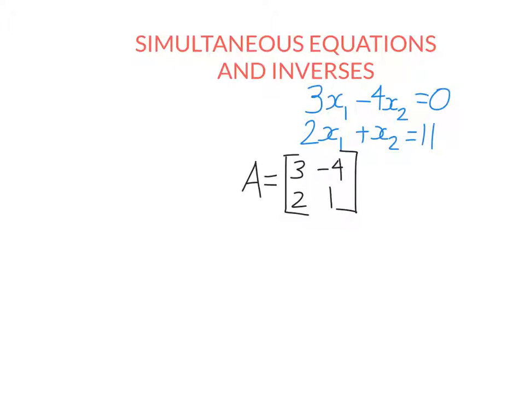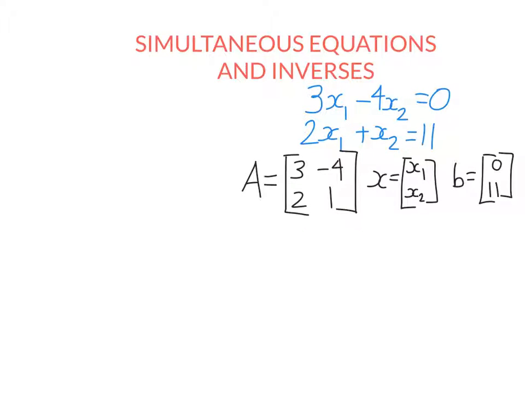So you've already seen before that we can put the coefficients into a matrix. What we were doing in the earlier part of this course was using row reduction, but now we're going to look at setting up a matrix equation. So A is the matrix of coefficients. Call X the vector of the things we're trying to find, x1 and x2, and B will just be the two answers, 0 and 11.